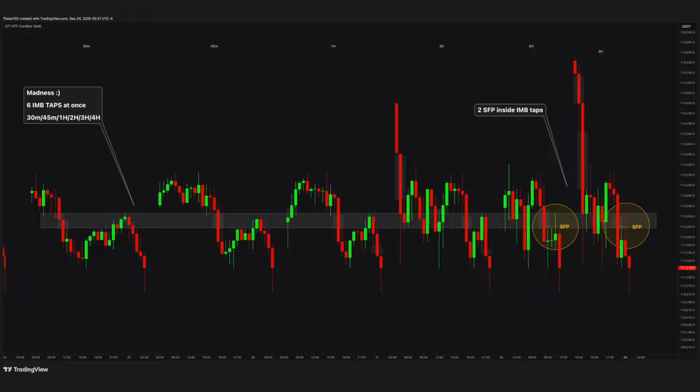So what do we have in this entry zone? We've got 6 different imbalance steps, plus 2 swing failure patterns. On top of that, there's also a really clean target sitting below PDL, the previous day low, lined up with equal lows. Altogether, that makes this an A+++ high quality setup. Alright, let me switch over to the lower time frames so we can break this down even further.